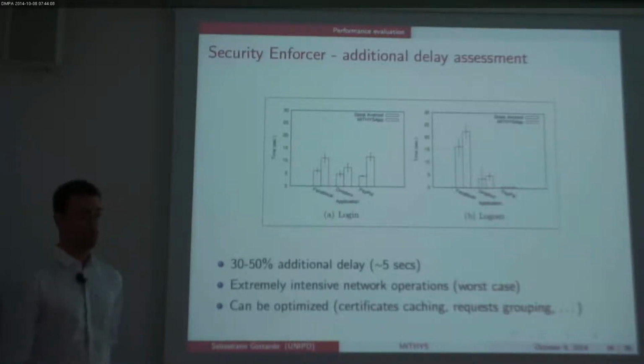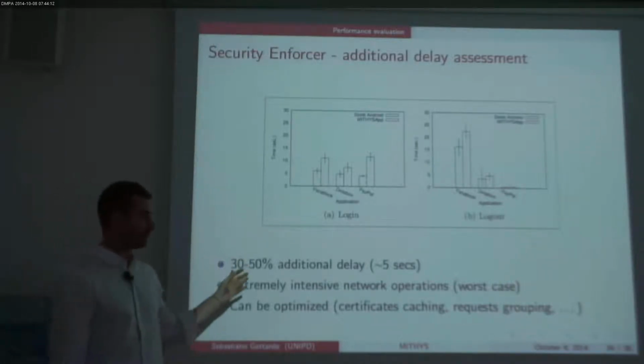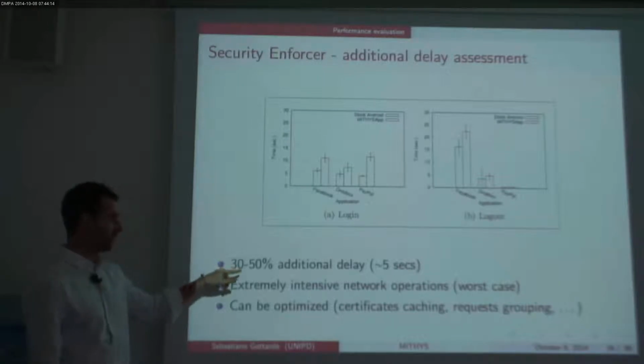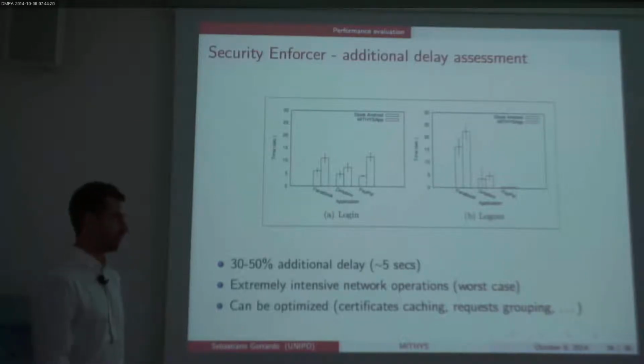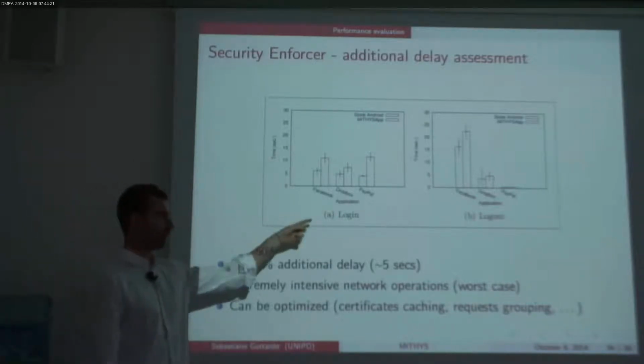The Security Enforcer module is a bit trickier to assess, because since it splits the request into 2 separate requests, there is an additional delay. We tried to measure this delay, and we found that we have a 30 to 50% additional delay, which translates into 5 seconds on average. But we have to stress that we took the worst case here, because we wanted to see the most network-intensive operations, which are the login and the logout.